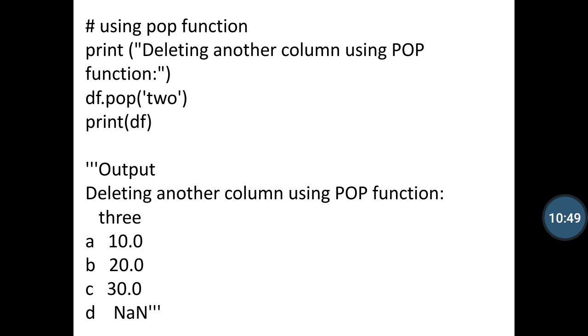And then after, I am defining the pop function for deleting the column values. So I am defining a print statement, deleting another column using the pop function. I simply write df.pop and then put the column value which we want to delete. I want to delete column number 2, so I put the value 2 and then print the df data frame, and then you can notice after execution that column number 2 is deleted and only the column number 3 values you can see in the output.